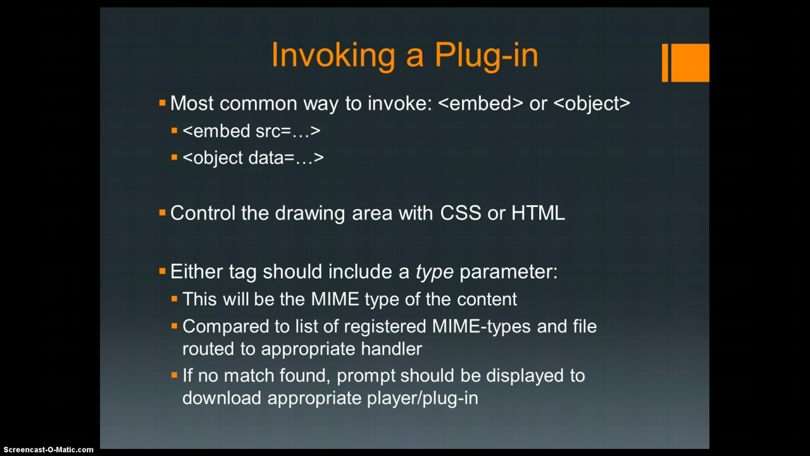So what typically happens, well, to back up just a second here, also with those tags, they should include a type parameter. What this type parameter will do is it'll define the MIME type of the content being requested. So what happens is, as the browser's processing the DOM, it encounters one of these object or embed tags, it requests a resource, the resource is returned, and then based on that MIME type, it's going to look up what's been registered active plugins in that browser and then hand that off or route that to the appropriate plugin handler. If no match is found, a prompt should be displayed telling the user that they need to download the appropriate player or plugin.